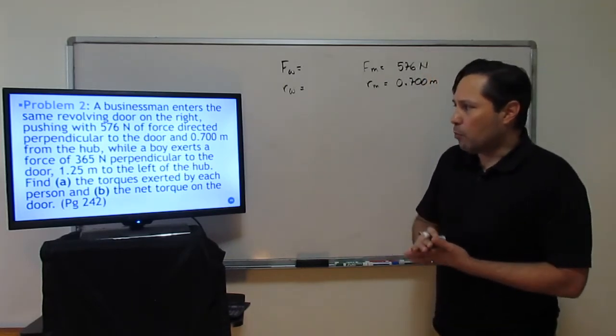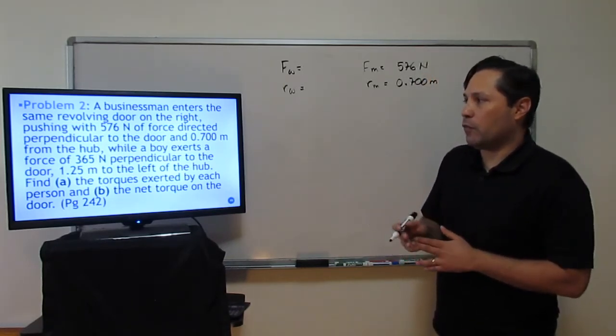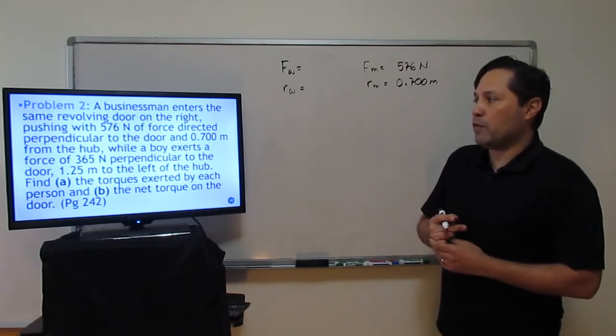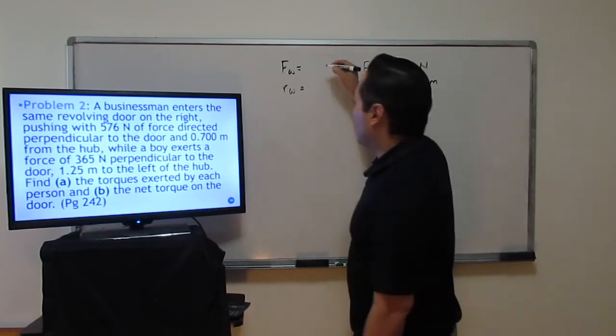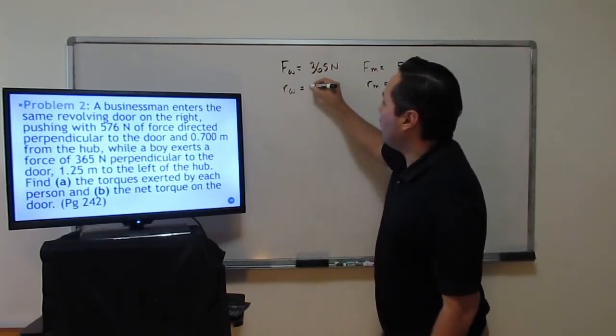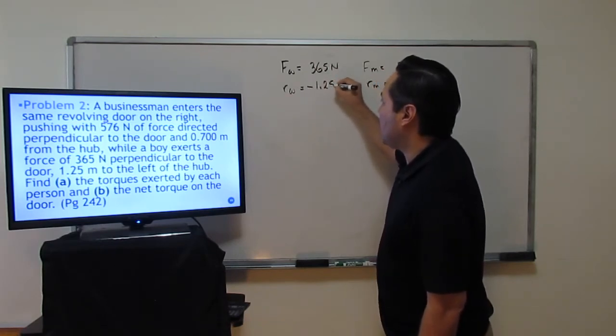Next, a boy enters, exerts a force of 365 newtons perpendicular to the door at 1.25 to the left of the hub. So it's going to be less force, but he's further away. He's on the left side, so I'm going to put a negative because he's on the left side of the hub.